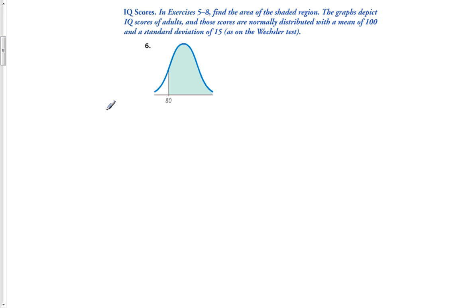IQ scores. In exercises 5 through 8, this is number 6, find the area of the shaded region. The graph depicts IQ scores of adults, and those scores are normally distributed. Very important, we're being told that it's normally distributed. So any x value that we're given, like this x value here, we can convert to a z-score with a mean of 100, so here's mu, and a standard deviation of 15, so here's sigma. So we've been given the mean and the standard deviation, mu and sigma, and we've also been given a value of x.